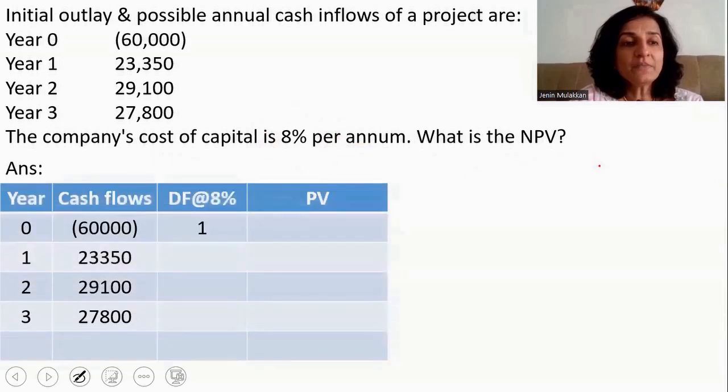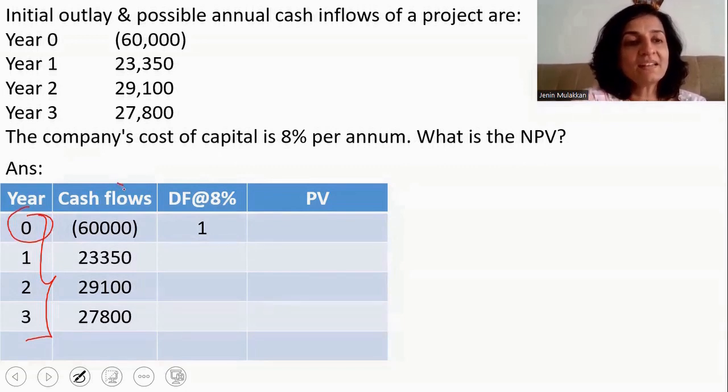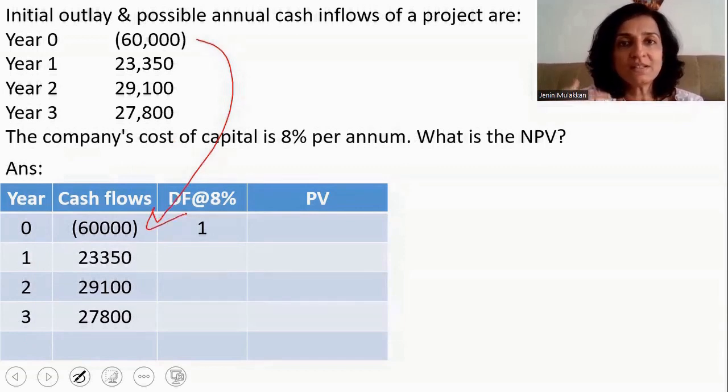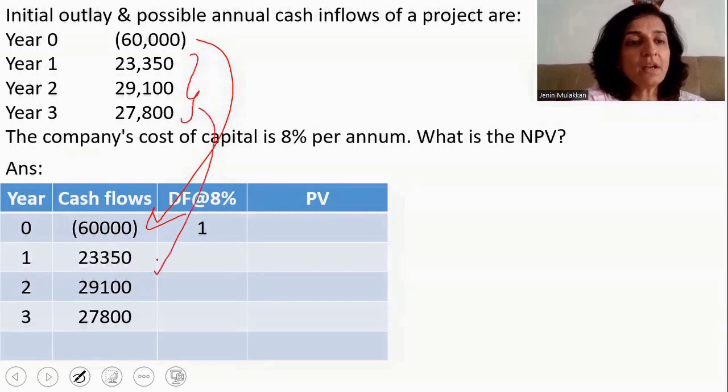We will make a table. In the table, you have the year running from 0 to 3. Year 0 is now, and the cash flows have been copied from the question. Negative 60,000 is coming in year 0. That is the investment outflow. And for years 1 to 3, I've again copied the figures into the answer.